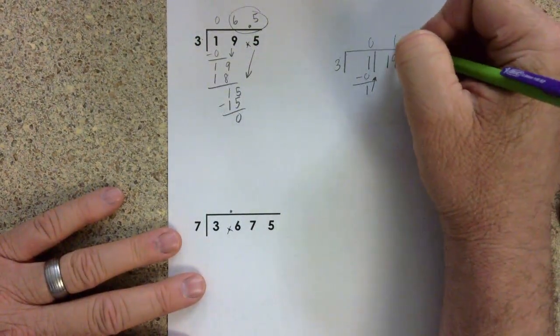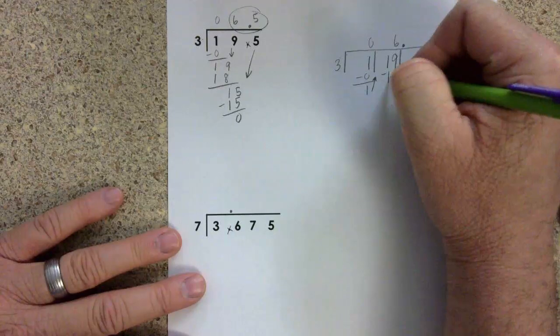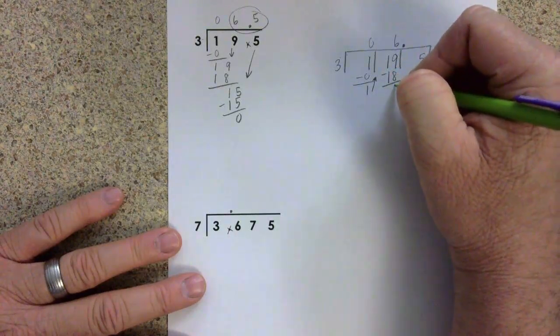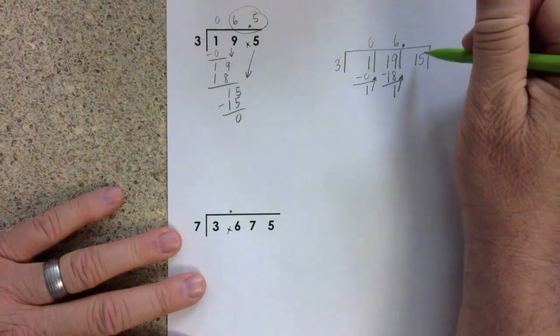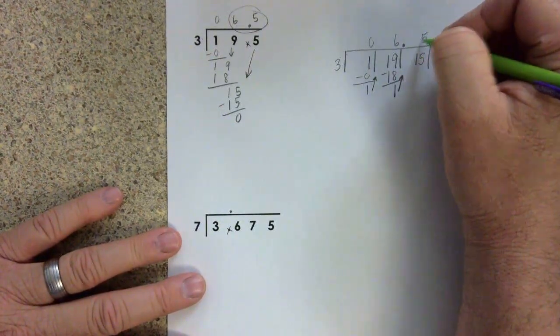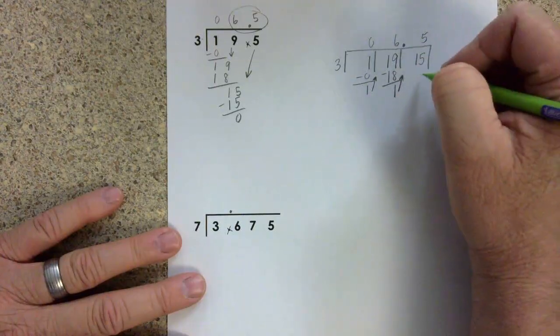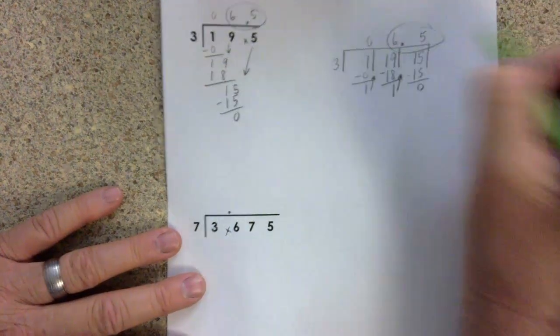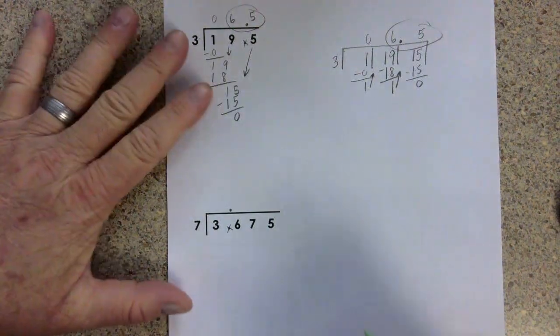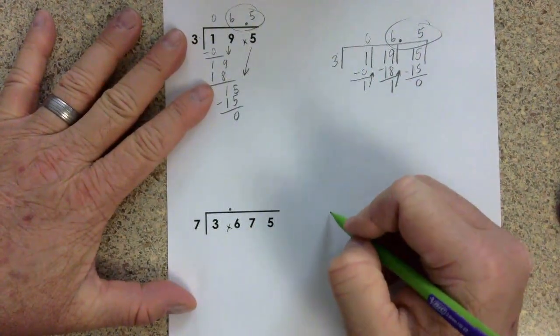3 can go into 19 6 times. 6 times 3 is 18. 19 minus 18 is 1. We're going to bring that up to the 15. 3 can go into 15 5 times. 5 times 3 is 15. Remainder of 0. There's my answer. I'm going to go ahead and do the same thing with this one.